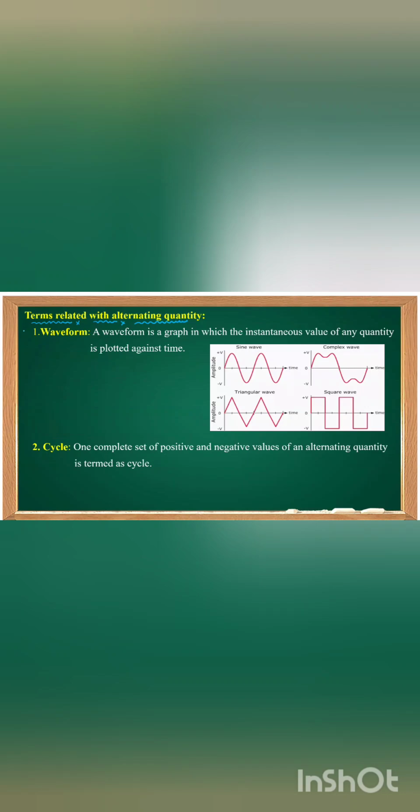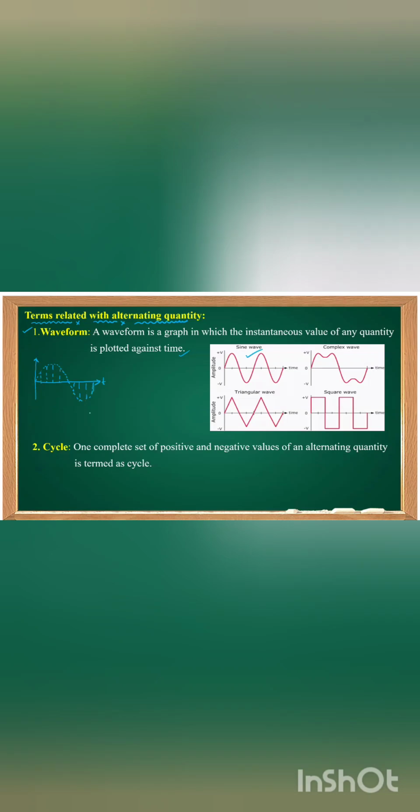First, I am defining the waveform. What is the waveform? A waveform is a graph in which the instantaneous value of any quantity is plotted against the time. That is, every instant value is plotted against the time. Then that is nothing but a waveform. You have to plot every instant value against the time. Then that is called a waveform.